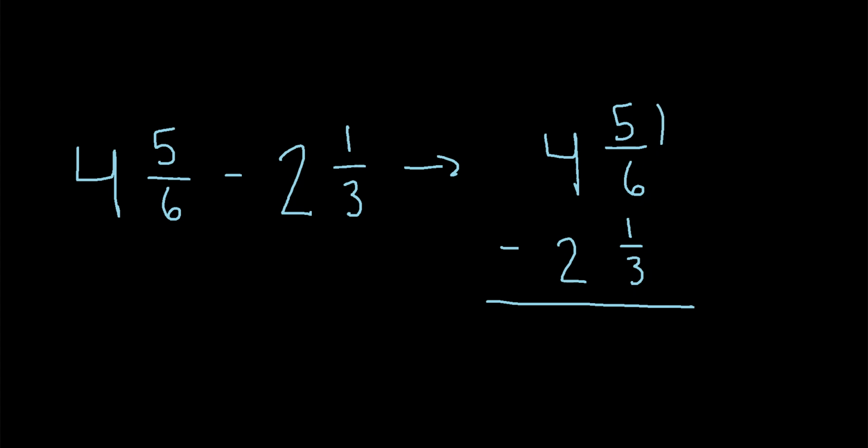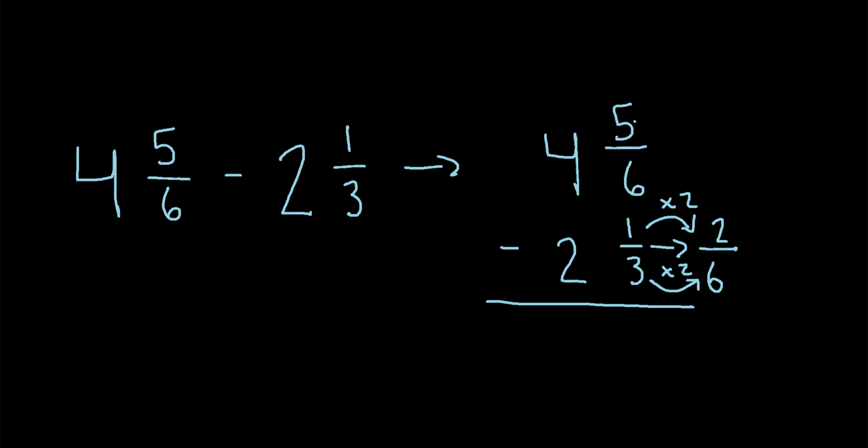So this fraction we don't have to change because it already has a denominator of 6. But this one, 1/3, we need to rewrite as a fraction with a denominator of 6. So now we ask ourselves, to go from 3 to 6, what do we have to do? Well, we have to multiply by 2. So whatever we do in the denominator, we need to also do in the numerator. So we need to do 1 times 2 to get our new numerator. So 1 times 2 is 2. So our new fraction is 2/6.